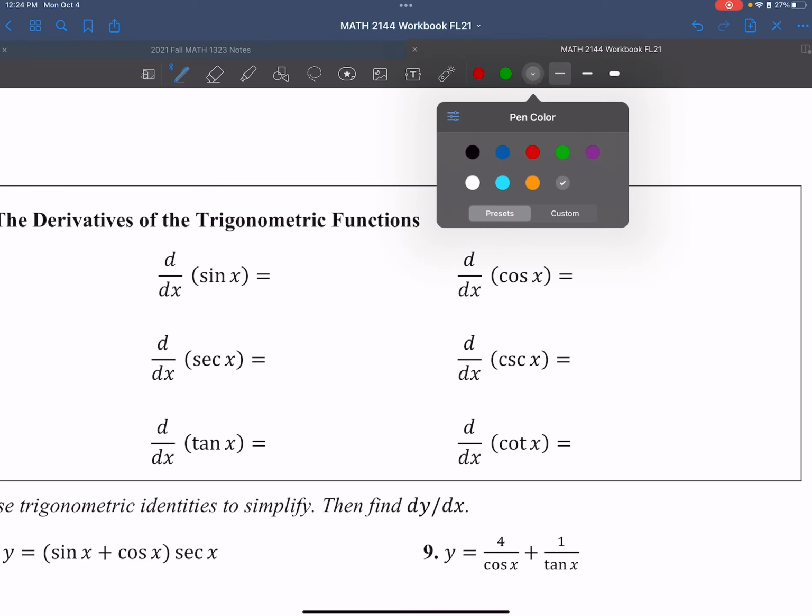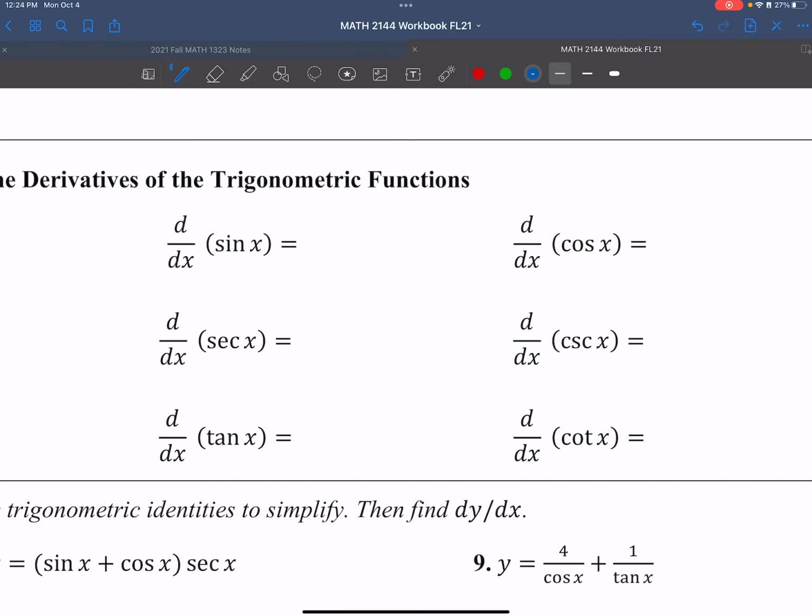So let's summarize the rules. The derivative of cosine of x, or excuse me, let's do the sine of x first. The derivative of sine of x is cosine of x. The derivative of secant is going to be secant of x times tangent of x. Because if you need a sec, you'll get another sec, and you'll also get a tan while you wait. Tangent of x, its derivative is secant squared of x.